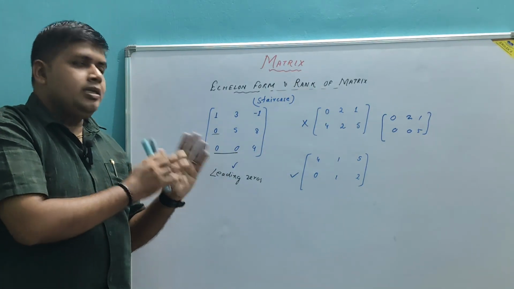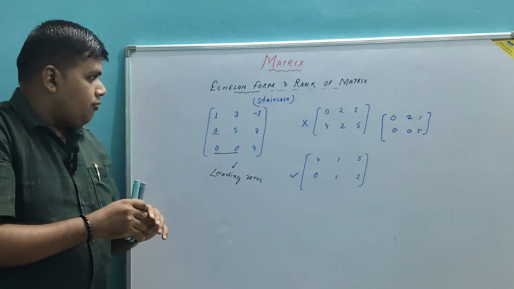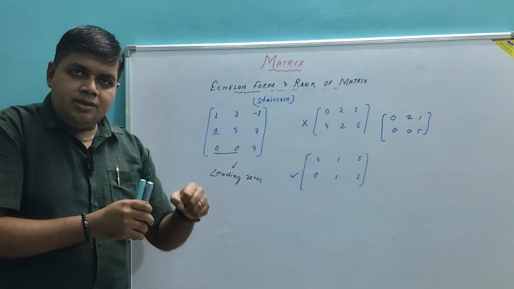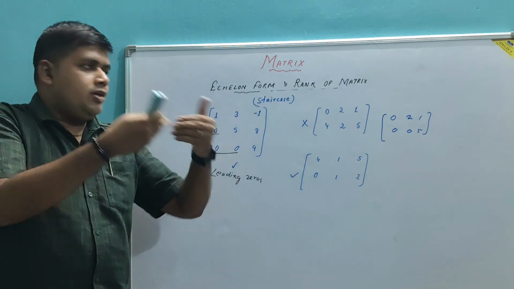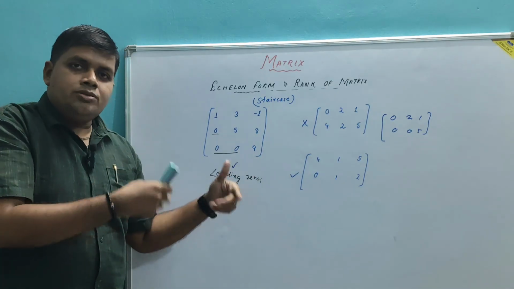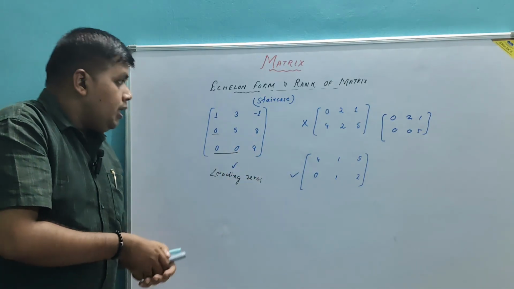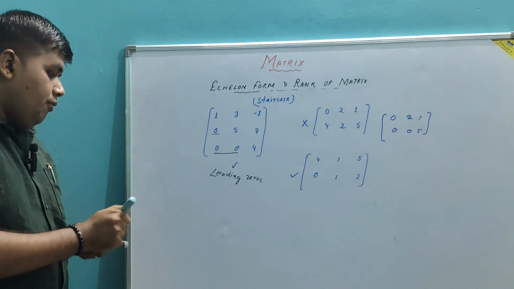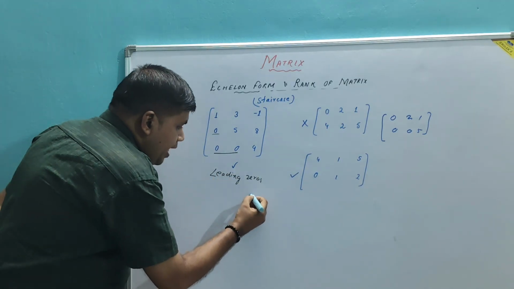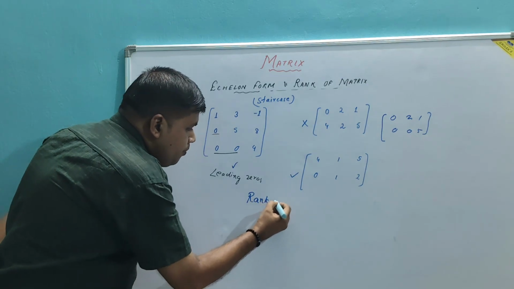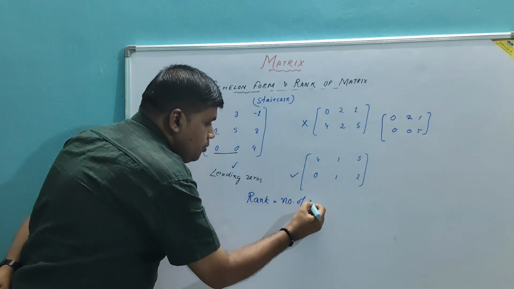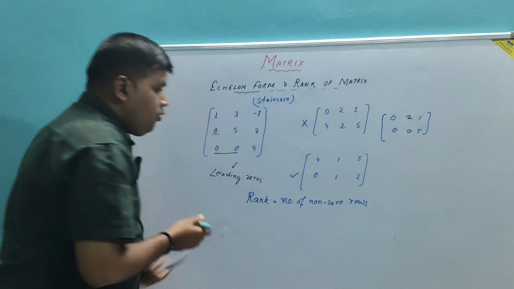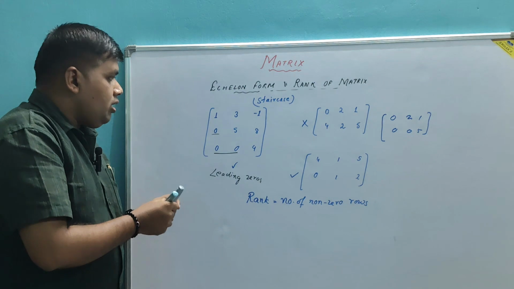Now how can we find the rank of a matrix depending upon echelon form? It is very simple. Whenever a matrix is given, we have to convert that matrix first to echelon form. Once we find it in the form of an echelon form, rank is nothing but the total number of non-zero rows. The total number of non-zero rows is the rank of the given matrix.